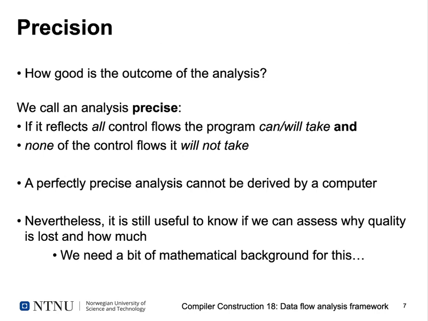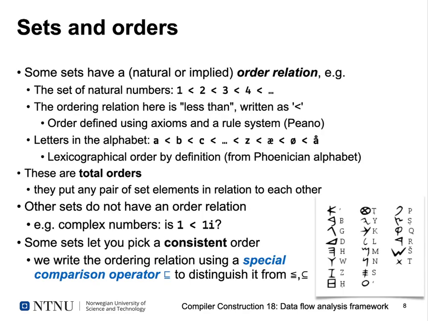Nevertheless, it's still very useful to know if we can assess why the quality of our analysis is lost and how much of this quality is actually lost. And in order to do this, we need a bit of mathematical background. The first bit of mathematical background we need is a bit of background about sets and orders on sets.